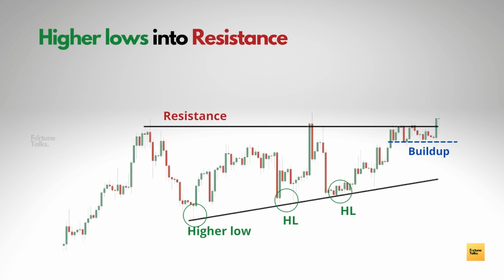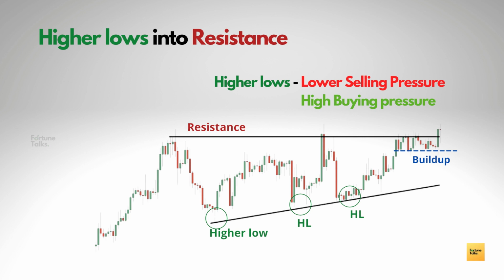However, there are variations of it. For example, when you see higher lows into resistance, it is a sign of strength or weakness. Now think about it. When you see higher lows into resistance, what does it tell you? It tells you that there is not enough selling pressure, or the sellers are weak. It also tells you that there is strong buying pressure which supports the higher prices.